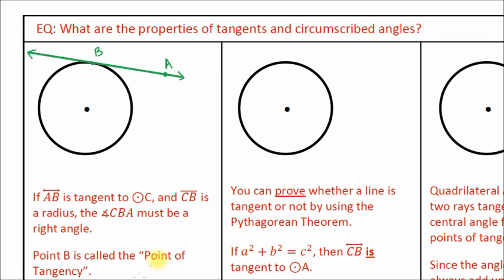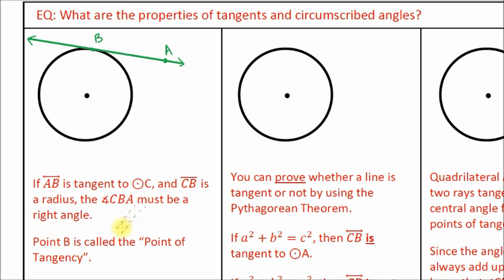And then let's take a look at the prompt below as we continue. It says, if line AB is tangent to circle C, and we drew a line AB that is tangent to circle C. Let's go ahead and label this circle C. And CB is a radius. So let's go ahead and draw a line segment from point B down to the center of the circle. I'm going to make that a dashed line.